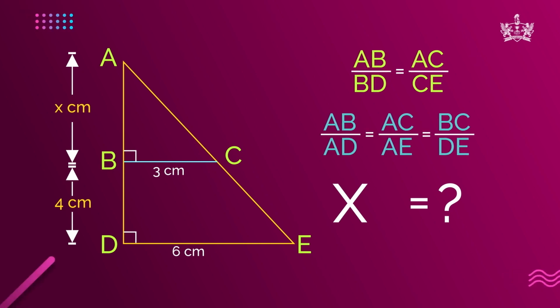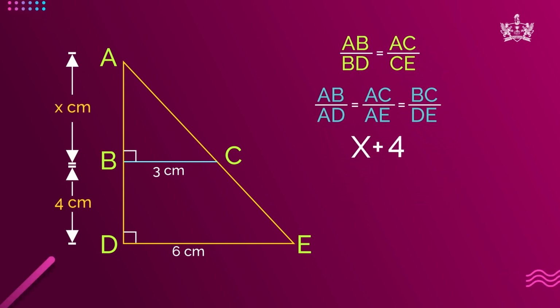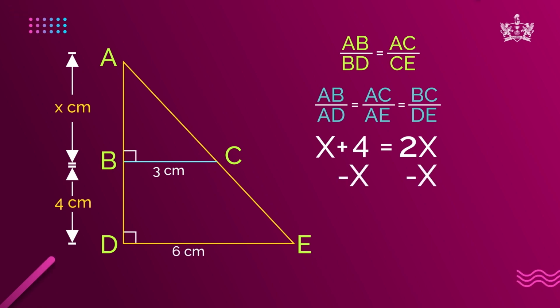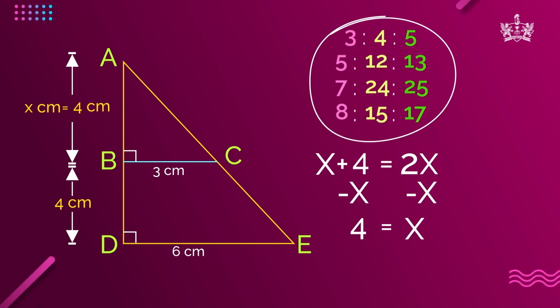But we know that x plus 4 must equal twice the length of x, or 2x. So let's set up that equation and solve for x. We can subtract x from one side to another, and we get x is equal to 4. That's it!